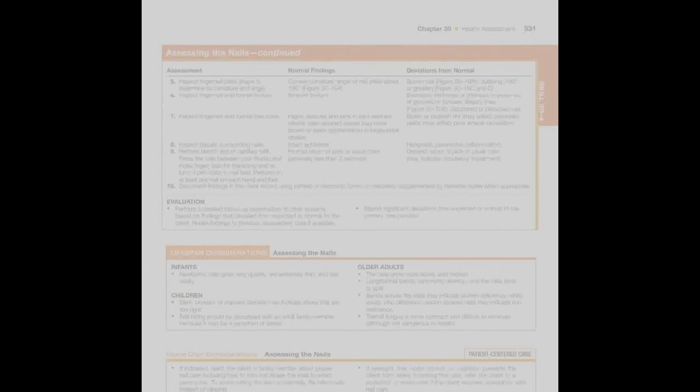M30_Berm 4362_10_SE_CH30.IND 530 April 12, 11:03 a.m. Chapter 30 Health Assessment 531.